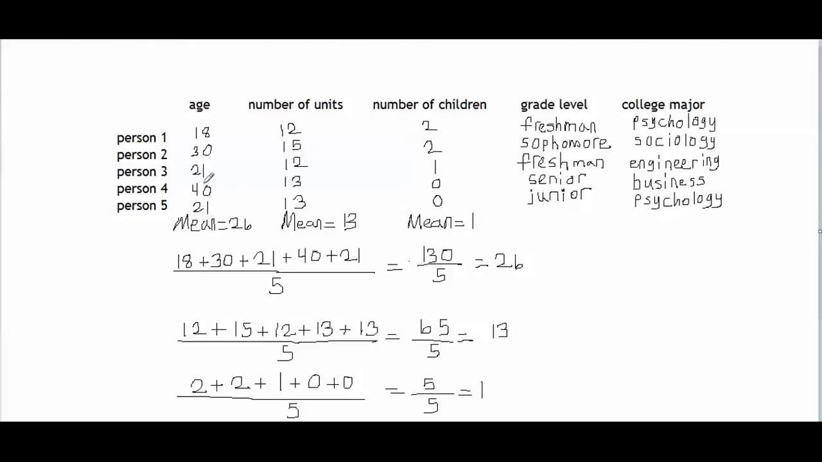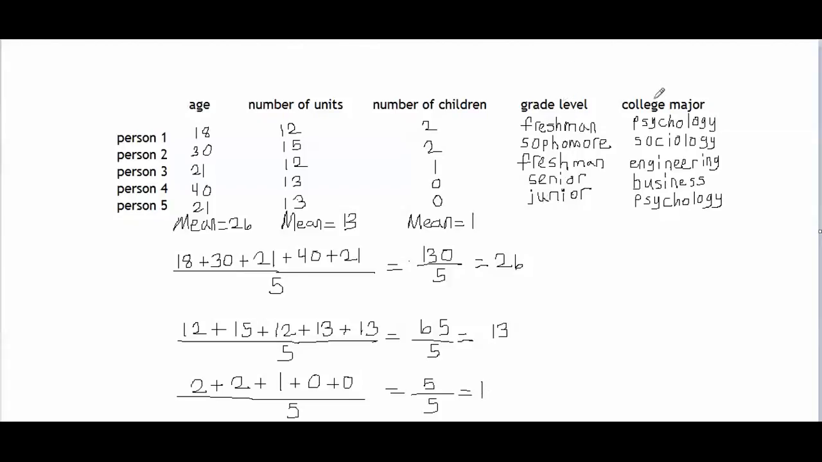So since these 5 numbers were a set of quantitative data, we were able to calculate a mean.